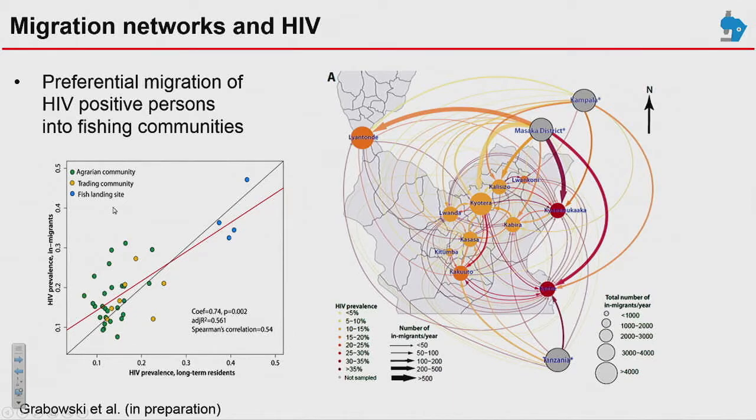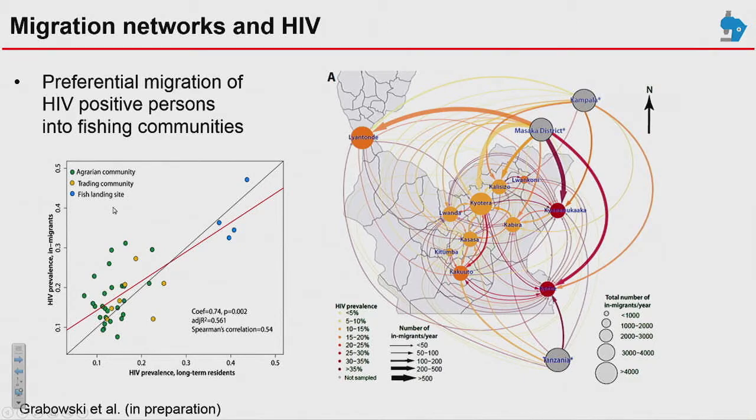So when we actually mapped these migration networks, what we found was what appeared to be preferential migration of HIV positive persons into fishing communities. In this figure here in the bottom left, we have HIV prevalence among long-term residents on the x-axis and HIV prevalence among immigrants on the y-axis. And you can see that the prevalence among immigrants was almost as high as the prevalence among residents in these fishing communities.